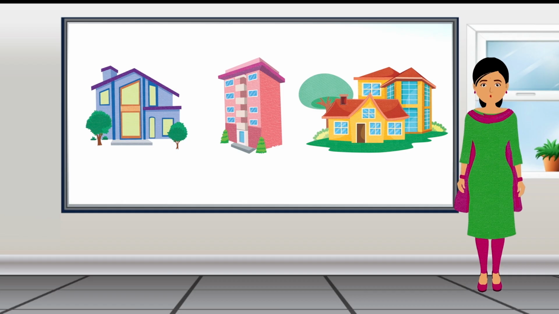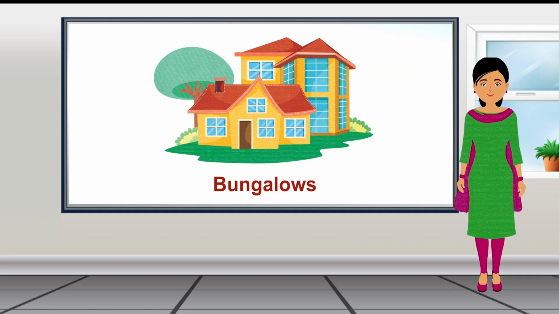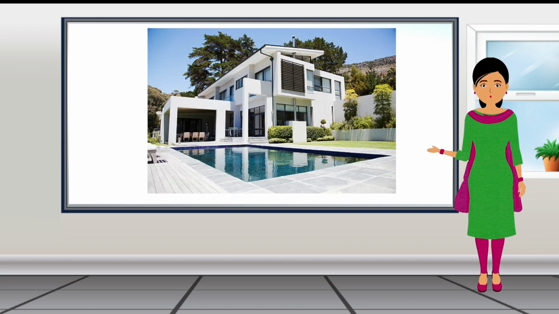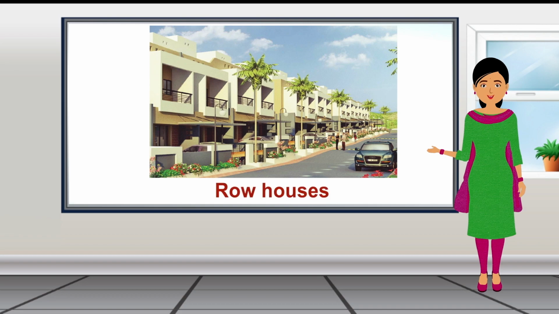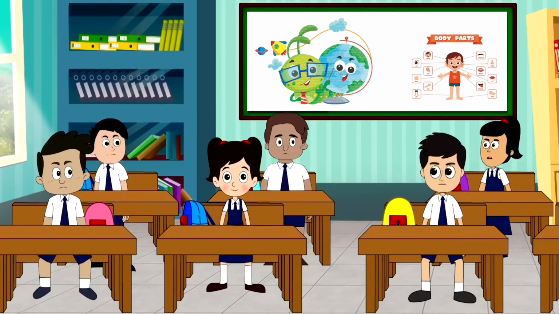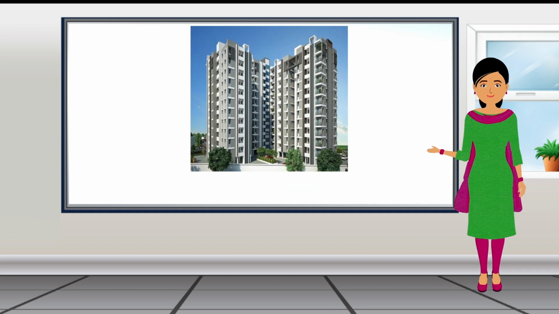Daljit's company has constructed a variety of homes, like beautiful bungalows with spacious lawns and even swimming pools. They have also built row houses. These are similar houses built in a row, one next to the other. And of course, there are multi-story buildings with many floors where several families can live comfortably.